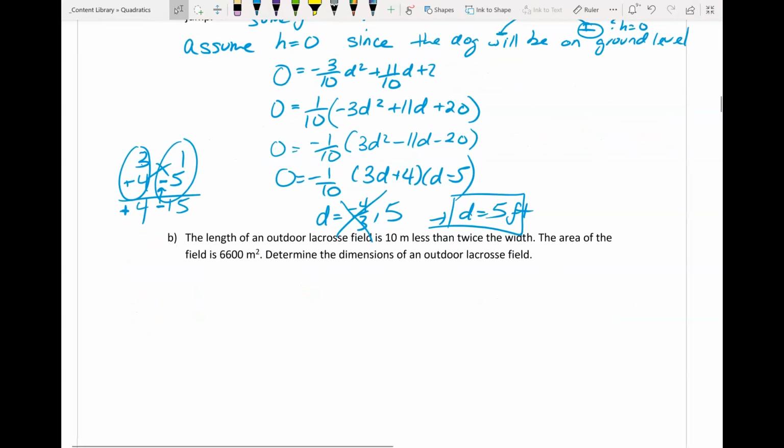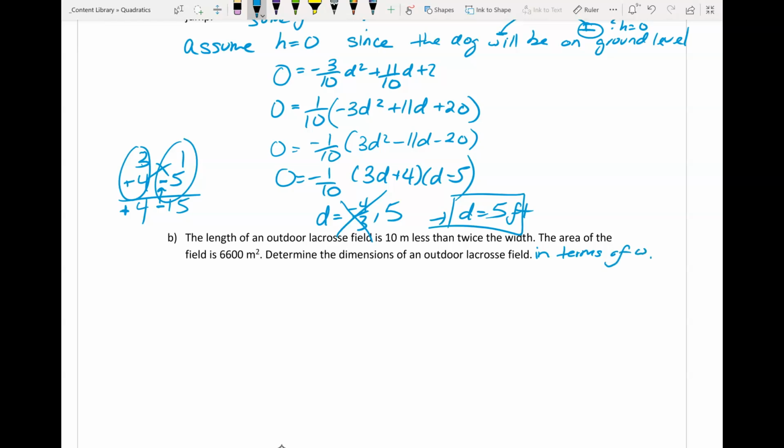And then part B, we want to determine the dimensions of an outdoor lacrosse field. We know that this field's length is 10 meters less than twice the width, and we know the area is 6,600 meters squared. So we're just going to represent our dimensions in terms of W. I'll explain why in a moment.